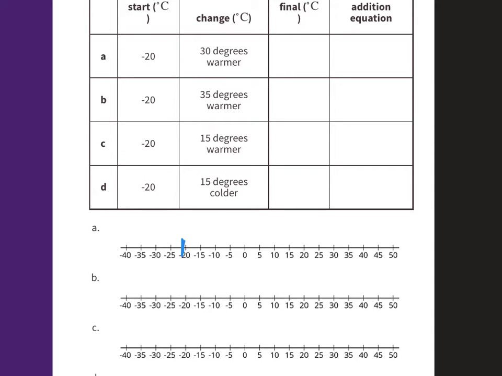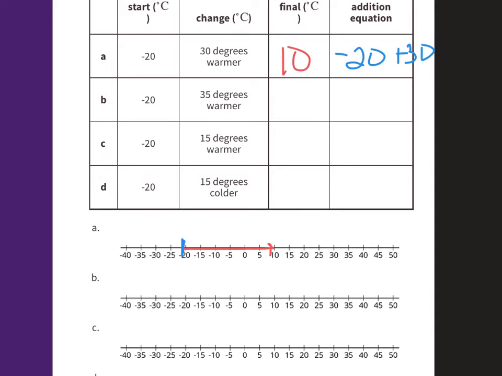And now it says 30 degrees warmer. So we're going to move to the right 30 degrees. There's 10. There's 20. There's 30. So we end up at positive 10. So my equation is negative 20. Now, because we went to the right, we're going to add a positive number. So we can just say negative 20 plus 30.